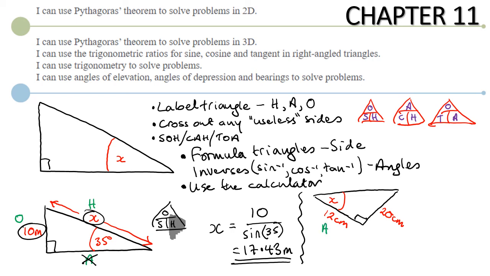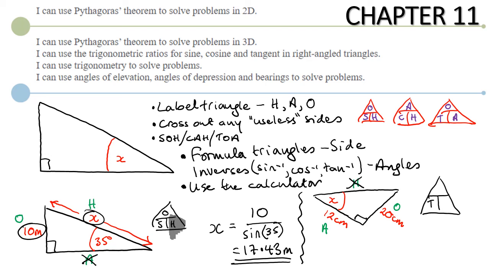Adjacent A, opposite O, H, hypotenuse. Notice the hypotenuse is still opposite the right angle. Don't let it fool you if the triangle's turned around. You still look for that side opposite the right angle for the hypotenuse. Now which one do I cross out? H, it's useless. There's nothing there on that side. That leaves me with O and A. Okay, let's draw the formula triangle.